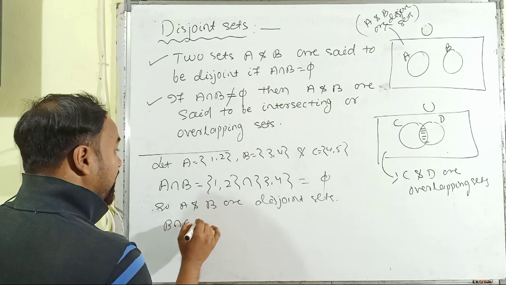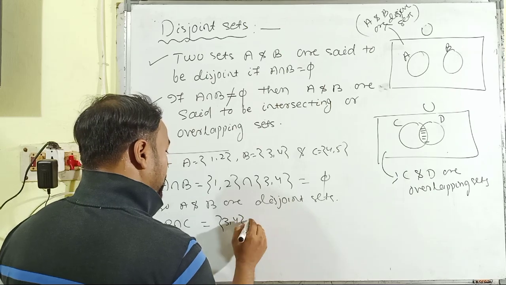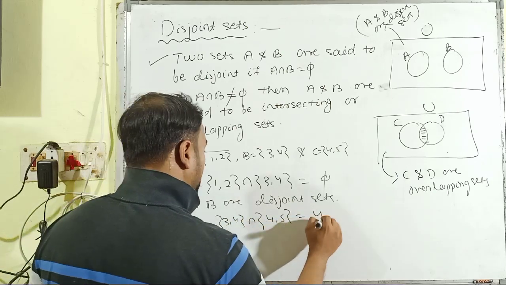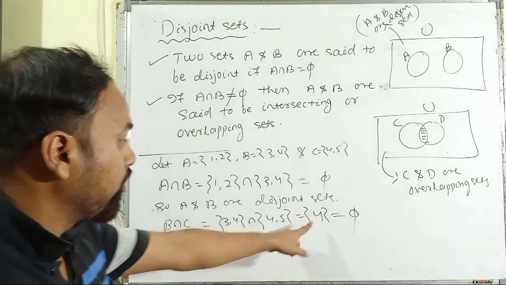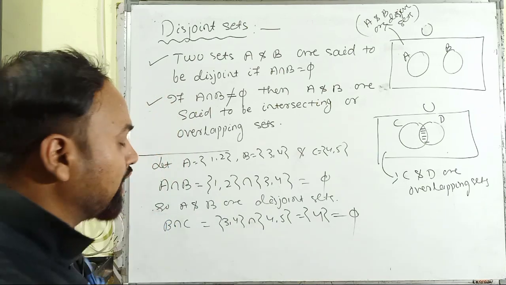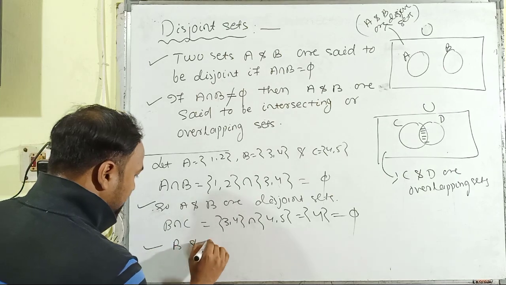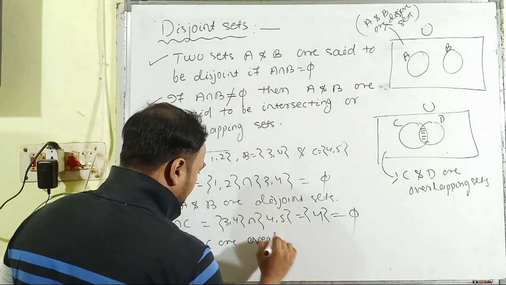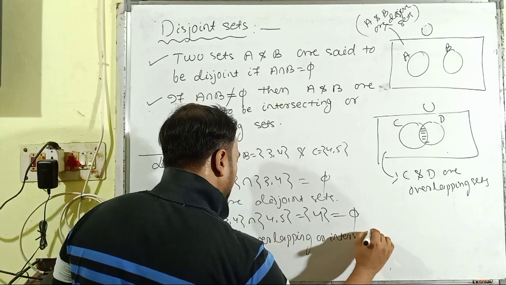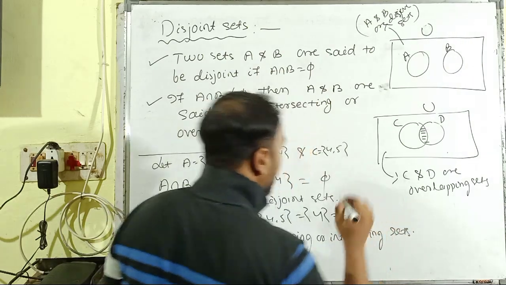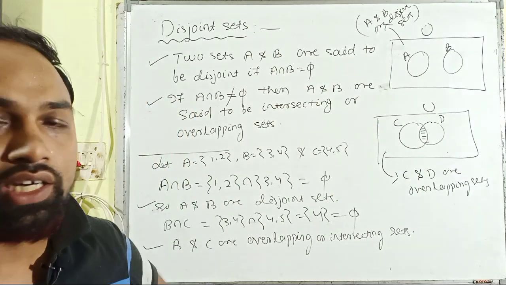Now let us find out B intersection C. {3, 4} intersection {4, 5} is equal to {4}, and that is not equal to phi, because we are finding out a common element 4 which is present both in the set B as well as in the set C. So here in this case we can say that B and C are overlapping or intersecting sets. So it is all about the disjoint sets and overlapping sets, or you can say that intersecting sets.